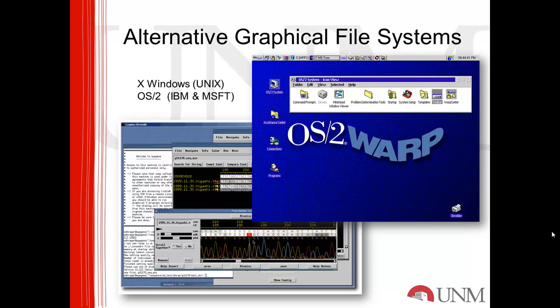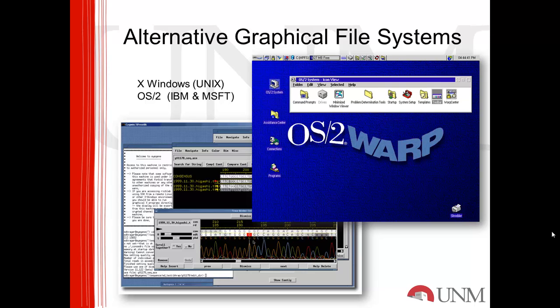Now, while Windows and the Mac OS were developing, there were also several variants of the graphical user interface operating system being developed. The first one was a GUI interface for Unix systems called X Windows. You can still find that around today, but it was primarily used in the university computing environment and by more technical users.